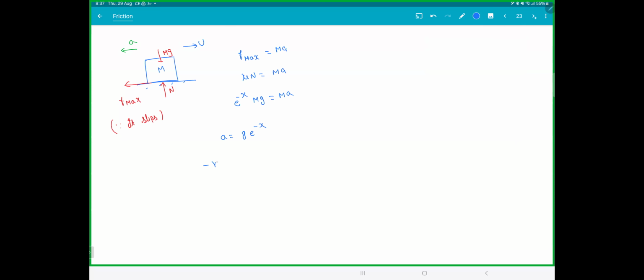What is acceleration? Minus v dv by dx. Why minus sign? Because it is decelerating. If acceleration is opposite to velocity, it becomes minus v dv by dx. If both are in the same direction, then it's plus v dv by dx. Negative since it is decelerating. Now it is kinematics.